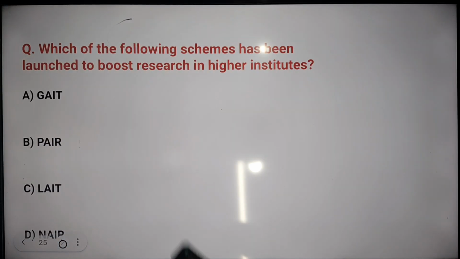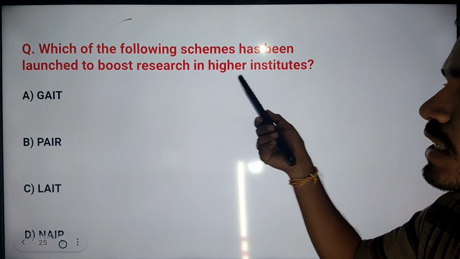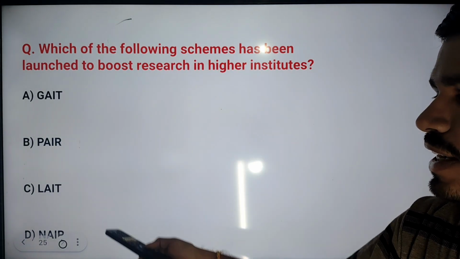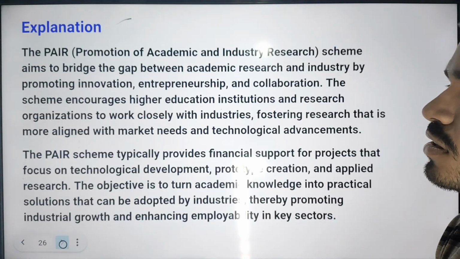Next question. Which of the following schemes has been launched to boost research in higher institutes? GAIT, PAIR, LAIT and NAIPR. The answer to this one is PAIR.